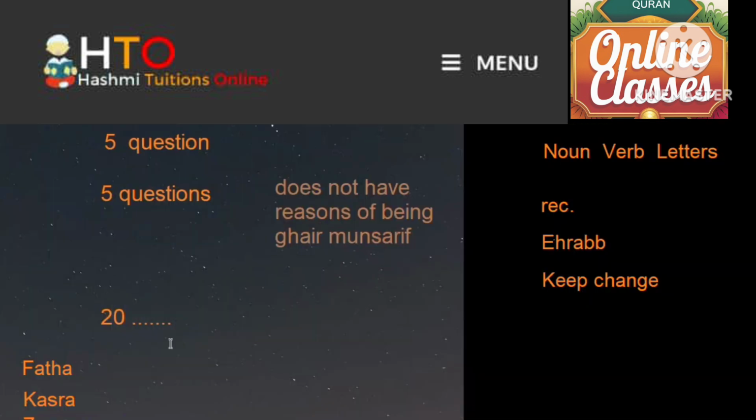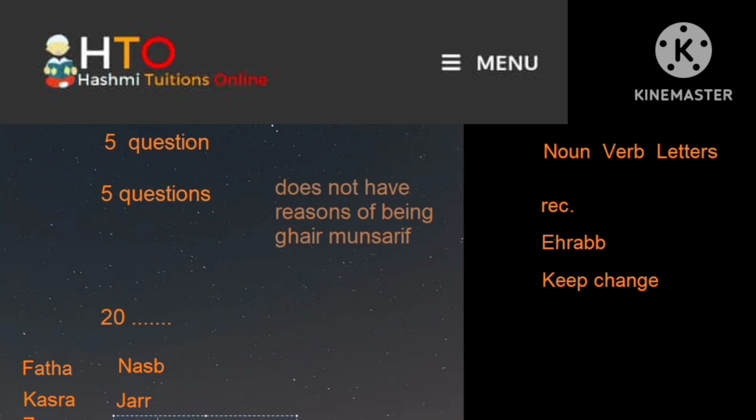So when a fatha is read, remember that, never forget it, that is the case of nasb. When kasra is given to a noun, that is the case of jar. And when zamma is read, or given to a noun, that is the case of raf. Case of nasb, jar, and raf. So here, fatha, kasra, zamma.